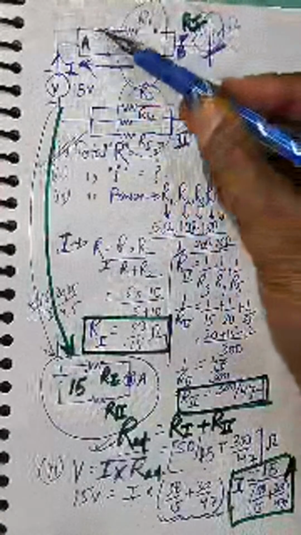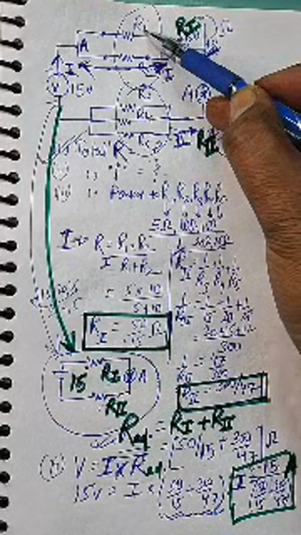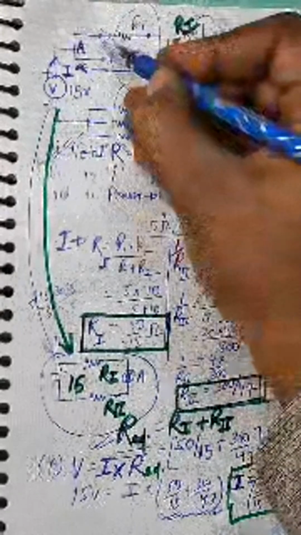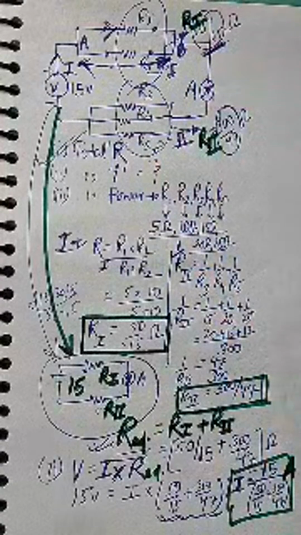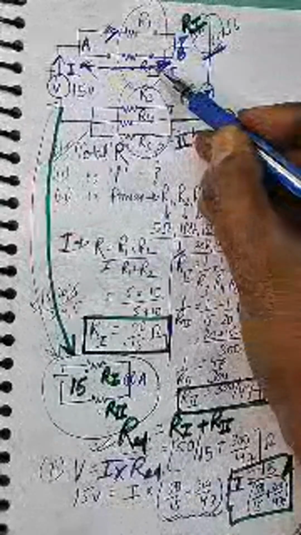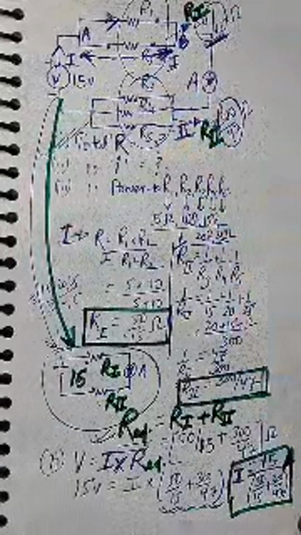So if the same voltage is across R1 and R2, and we know the value of R1, then definitely the current through R1 can be calculated, right? Or the power of R1 can be calculated. Simple. No need to go into the current. If you calculate the voltage, then power equals V square by R. So let us calculate the power through R1.